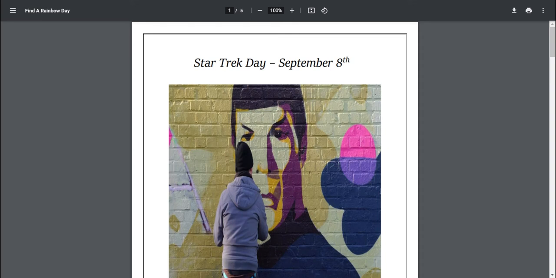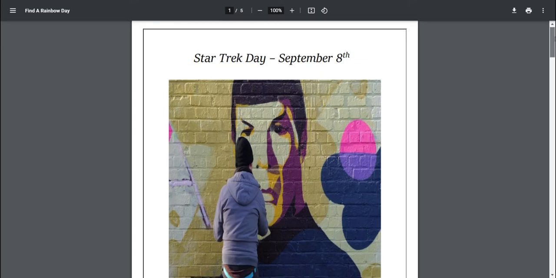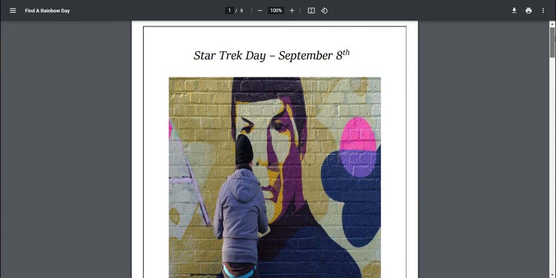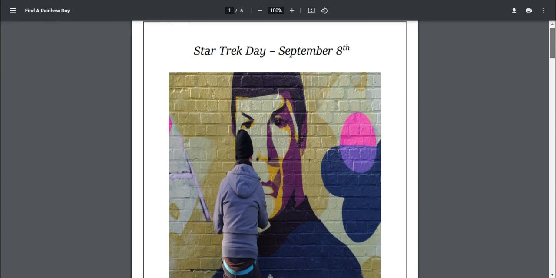Today's lesson for September 8th is Star Trek Day. For this lesson, there's going to be a crossword puzzle and word search all about Gene Roddenberry's creation, Star Trek.